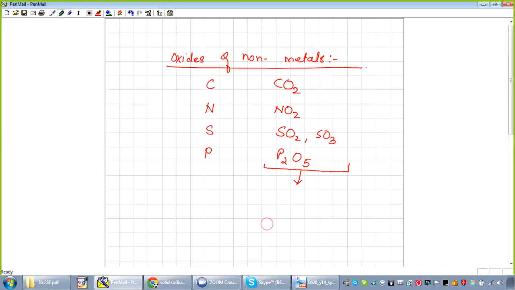All these oxides of non-metals will form acidic oxides. Also, all metal oxides are bases and all non-metal oxides are acids. Most, don't say all. Most of the non-metal oxides will form acidic oxides, and most of the metal oxides will form basic oxides. Now, what are these acidic oxides? Any acidic oxide, when you dissolve or mix it with water, forms an acid.